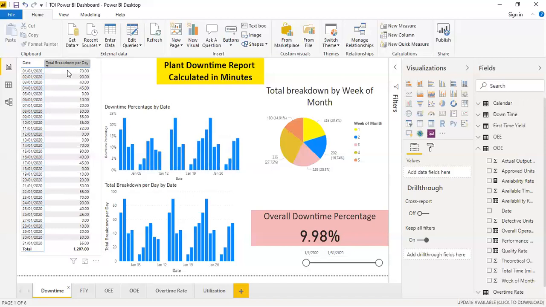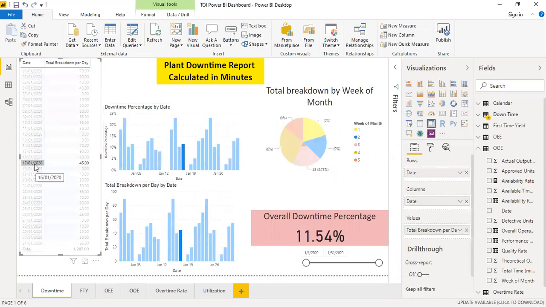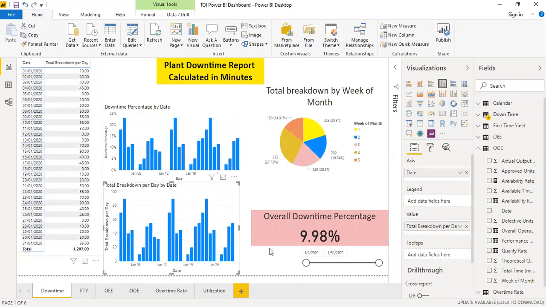So we are just imagining the data and taking this as a static project. Here you can see that we have a 70-minute breakdown which happened. Anything can happen. They might have a power outage, a machine breakdown, or some minor trouble in operation. So we have this data for the whole month. If you click on any date, it will highlight that date, and it's concurrent data. Again, we have this slicer.